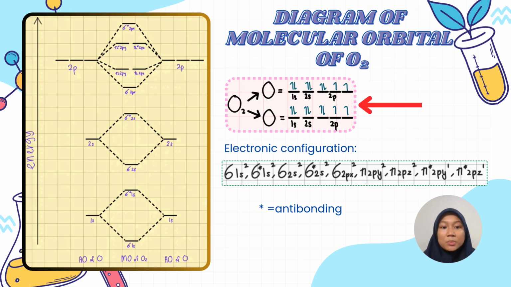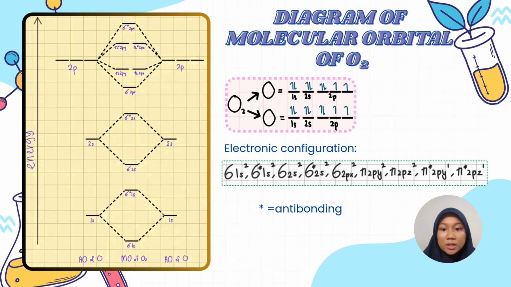Oxygen has an atomic number of 8, with the configuration 1s2, 2s2, 2p4. When two oxygen atoms bond, a total of 16 electrons are redistributed into molecular orbitals based on their energy levels. The focus, however, is on the valence 2p orbitals. In the case of oxygen, the sigma 2p orbital is lower in energy than the pi 2p orbitals. This is a specific characteristic of heavier homonuclear diatomic molecules like oxygen.